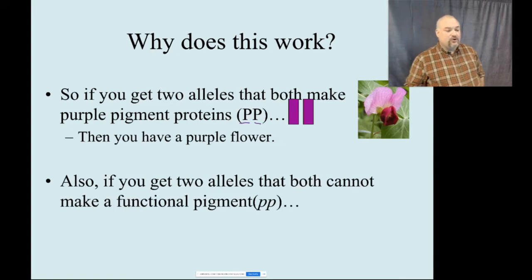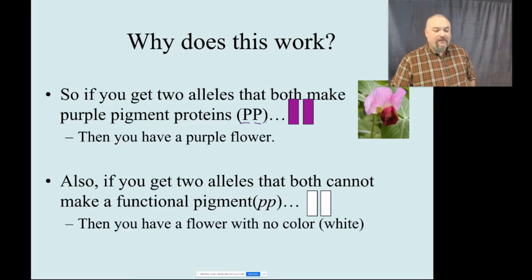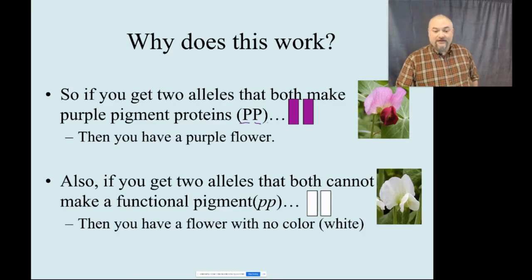Also, if you get two alleles that both cannot make a functional pigment, little p, which we'll designate with the white ones, right? Well, we get a white flower because there's no pigment being produced, so the white shows through. No big deal. That's pretty obvious. If you got all proteins making pigments, you're going to have the color. If you got all proteins that can't make the pigment, no color. So what happens when you have one of each?